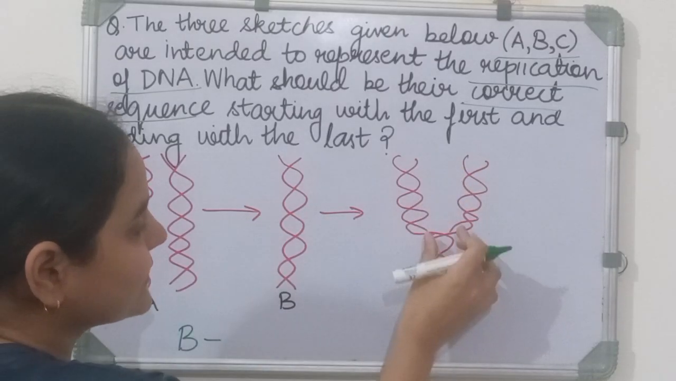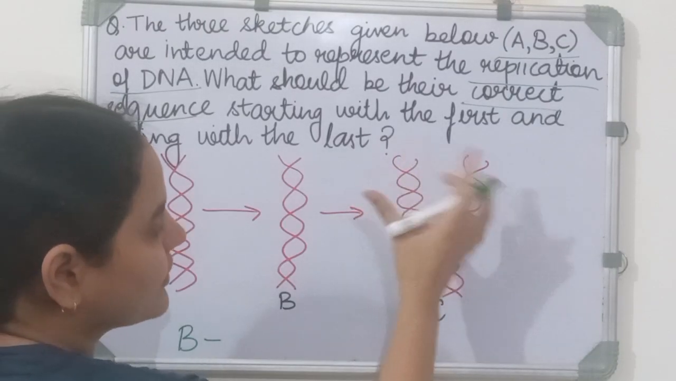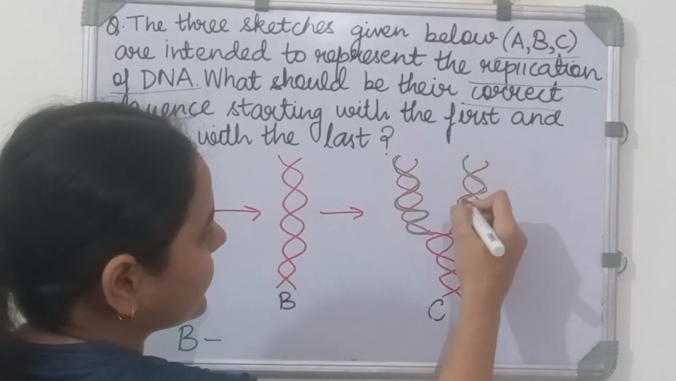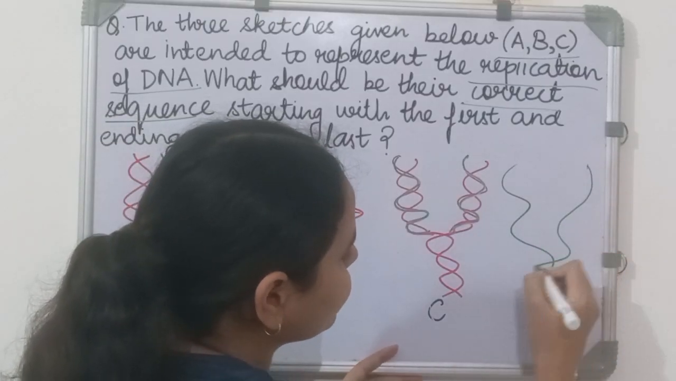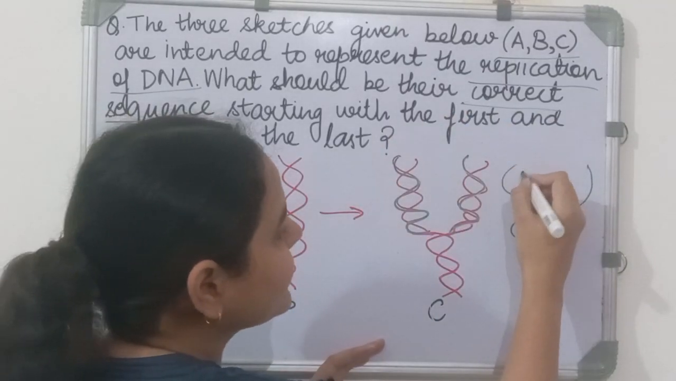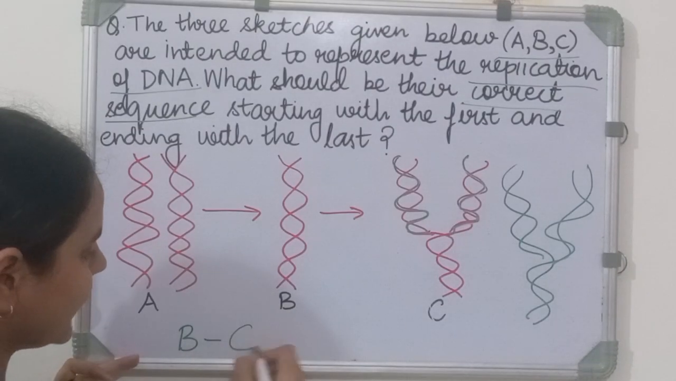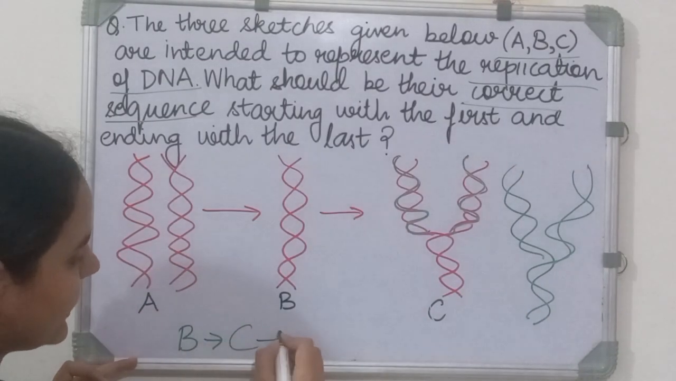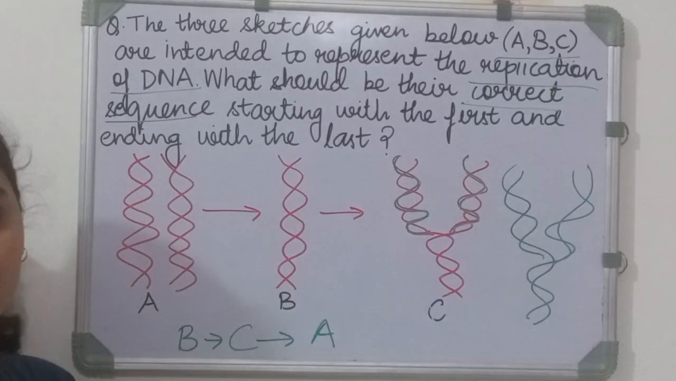Okay, so suppose this is the single copy of DNA and it has unwound, and on that unwound strand, it is forming a new copy of DNA. Suppose originally it was like this. The original DNA, it unwound, and on the unwound strand, it is forming now two copies of DNA. So after B, C will be occurring, and now it has finally formed the two copies of DNA. So after C, again A will be occurring. So this is the correct sequence: B, then C, then A. Okay, I hope it is clear.